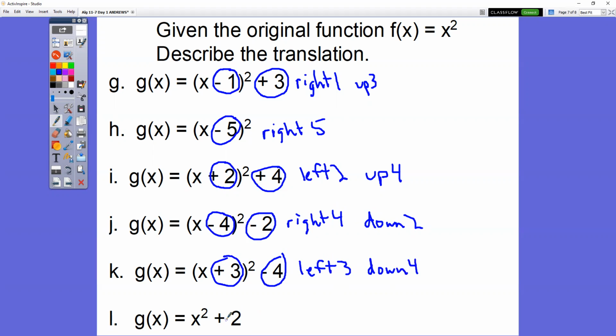Now be careful on this one. This is the type of question that screws people up. Adding 2 to the whole thing. That means we're going up 2. Notice that we didn't take it from the x. This is adding 2 to the whole thing.